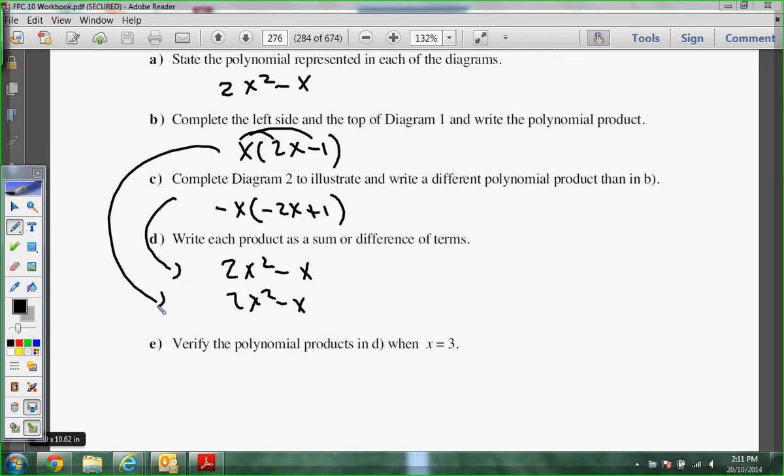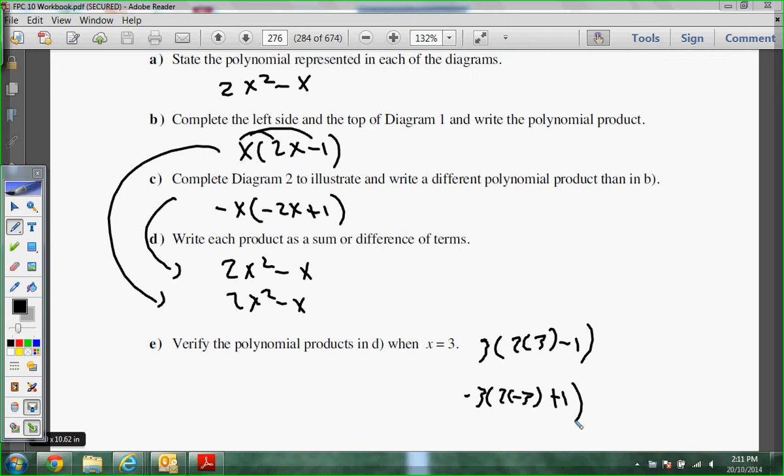Okay, so let's verify the polynomial product in D with x equals 3. So we're going to verify that they are the same. So we're going to put a 3 into here. So I'm going to go 3 times 2 times 3 minus 1 for my first one. And then I'm going to do negative 3 times 2 times negative 3 plus 1. So we're just going to make sure that they're both the same.